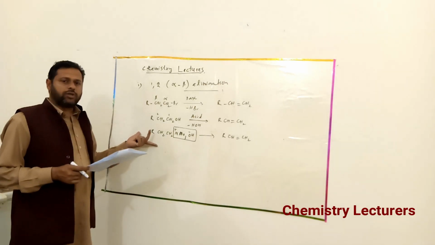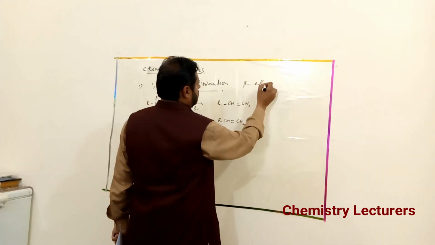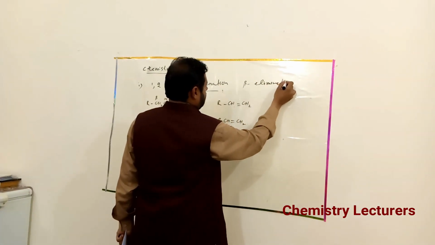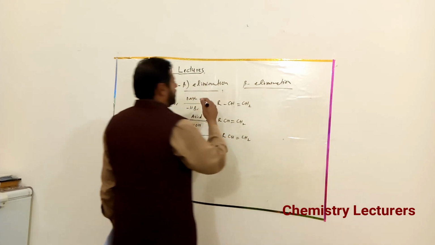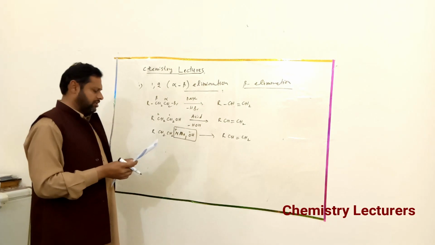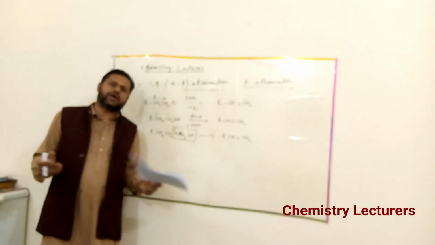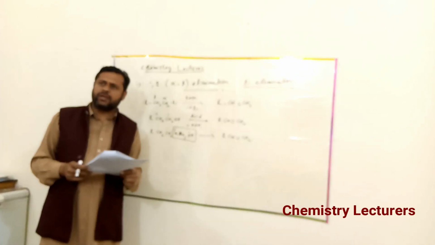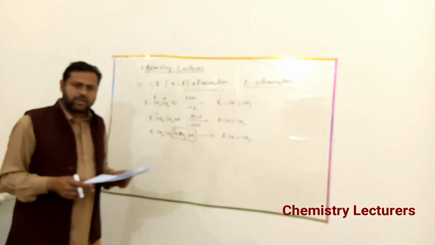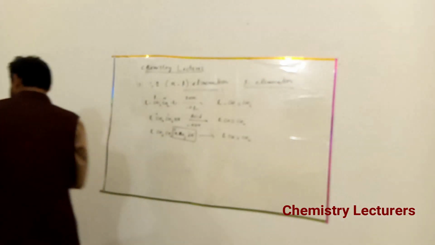Now, in new terminology, only this elimination is called the beta elimination. The alpha word is omitted, and nowadays we call this elimination a beta elimination reaction. Further, the beta elimination reactions are divided into three main categories depending upon their mechanism. So now we will discuss the different types of beta elimination reactions.